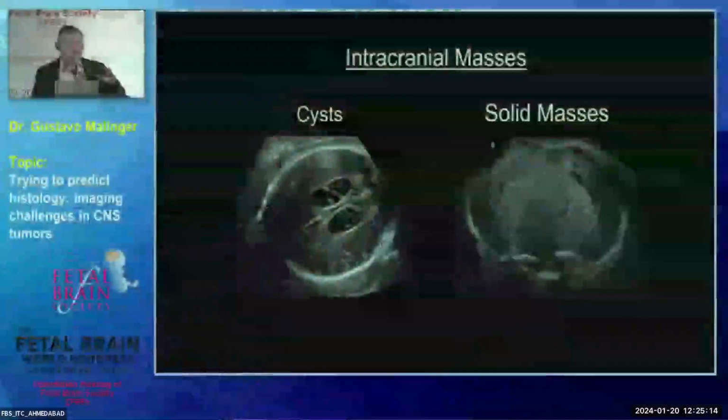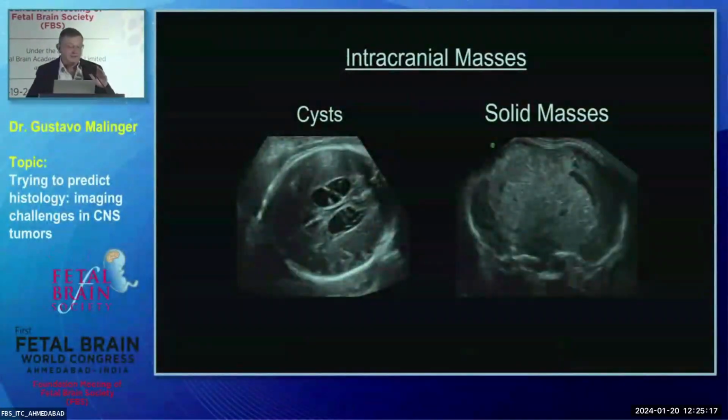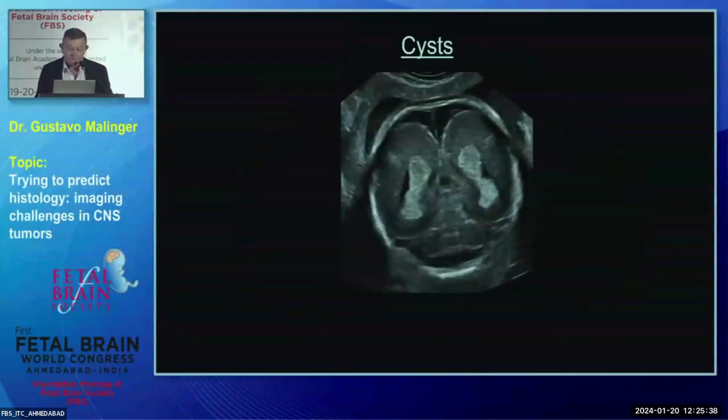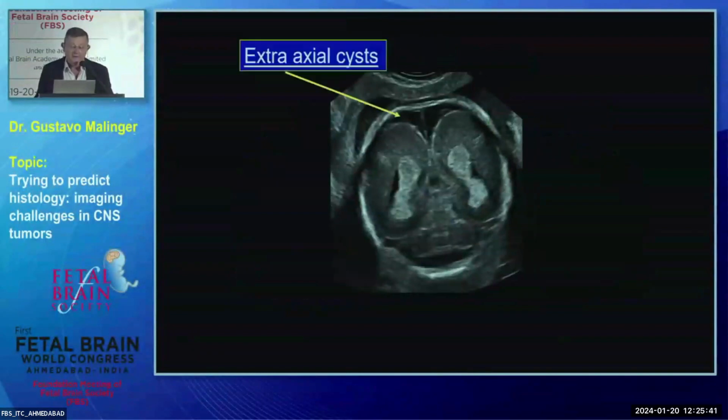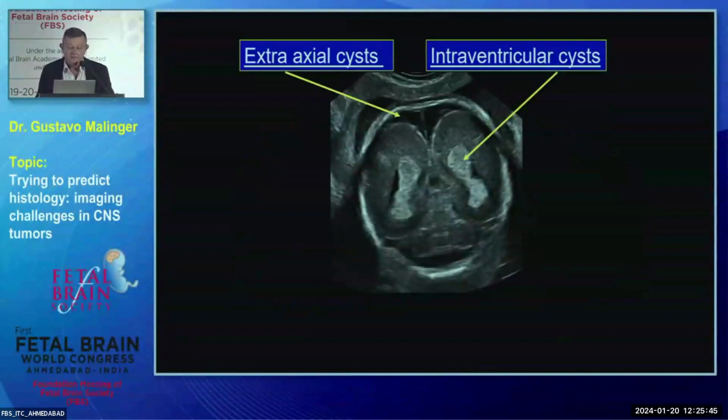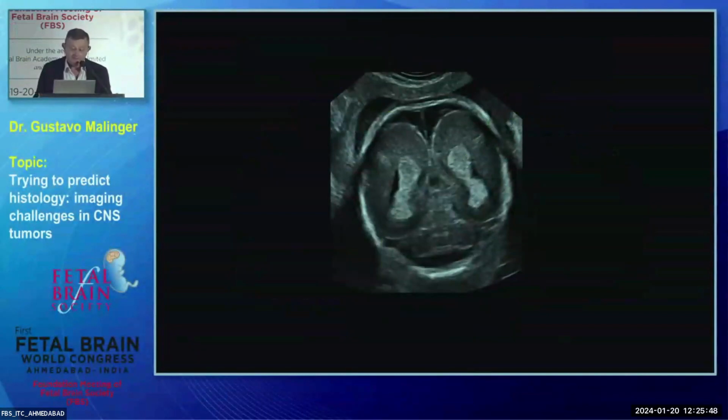Okay, the lecture will be about tumors, but I will also speak a little bit about cysts because there are many interesting things there. I'm not going to speak about what Ramamurthy spoke about, and also I will not speak about periventricular lesions that Roy is going to cover in his lecture afterwards. So when you have a cyst, they can be extraaxial, we spoke about that. They can be intraventricular, and they can be intraparenchymal.